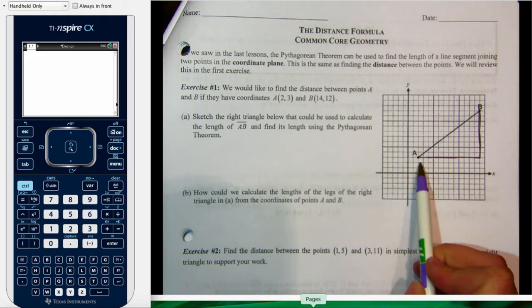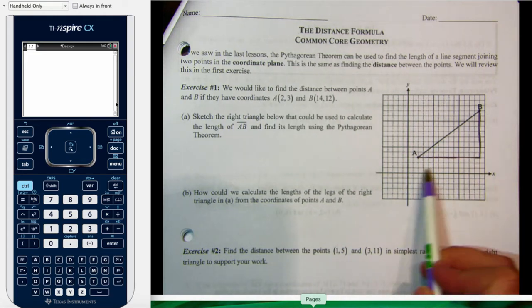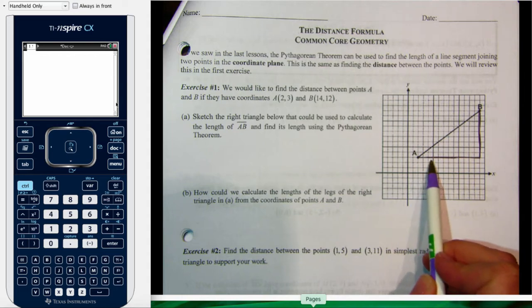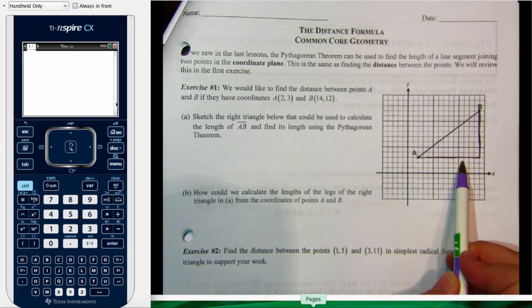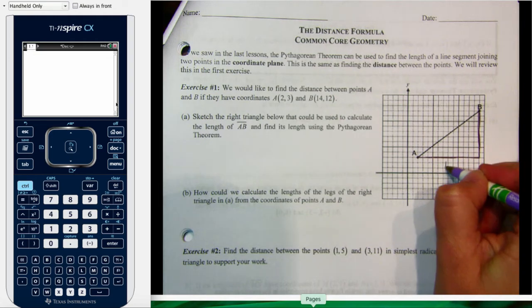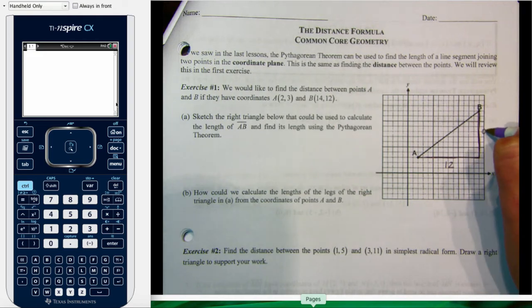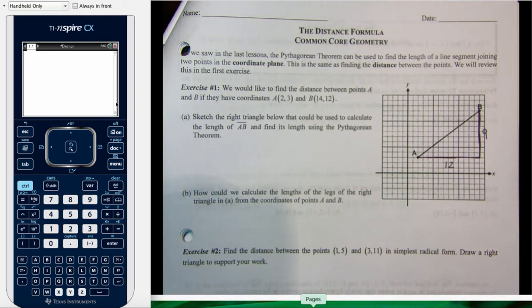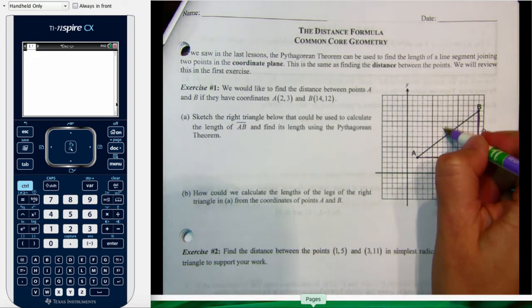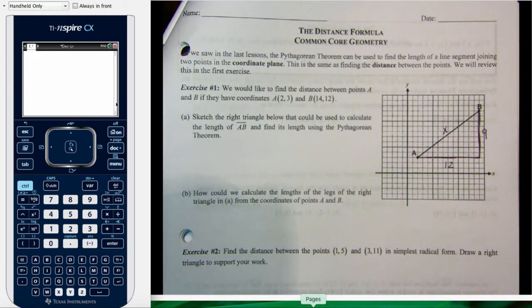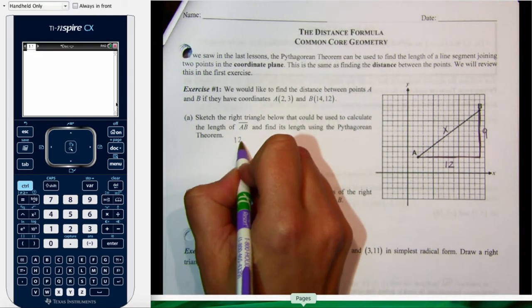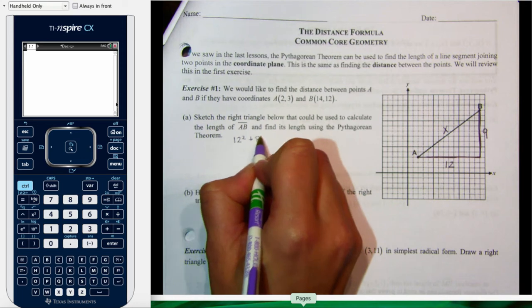And then go ahead and count the boxes to find the horizontal and the vertical distance from A to B. So it looks like my horizontal distance is 12, and vertical would be 9. And so now I can use that to find the length of AB, which is the hypotenuse of that right triangle. So I can go ahead and do leg squared plus leg squared.